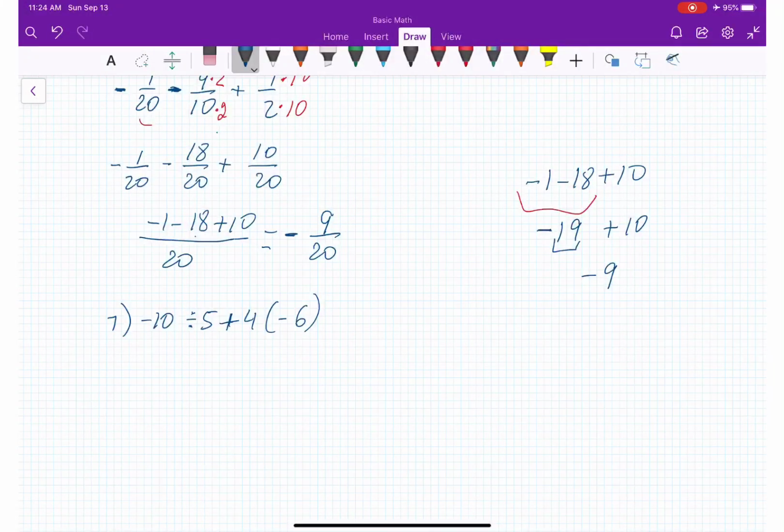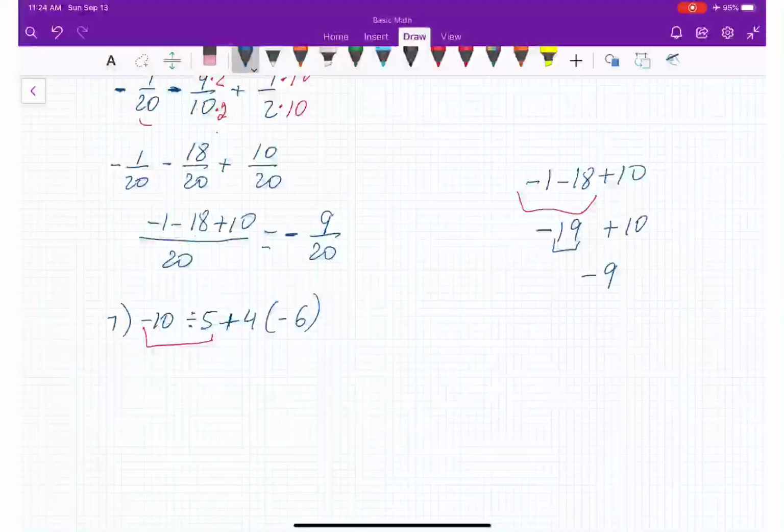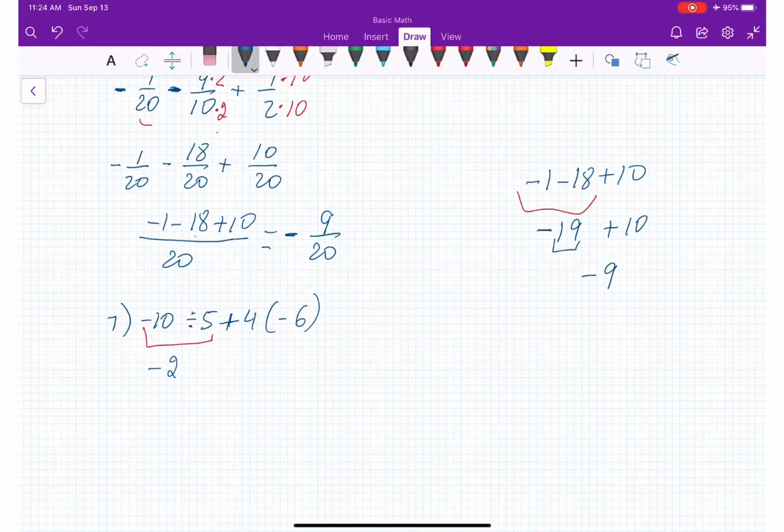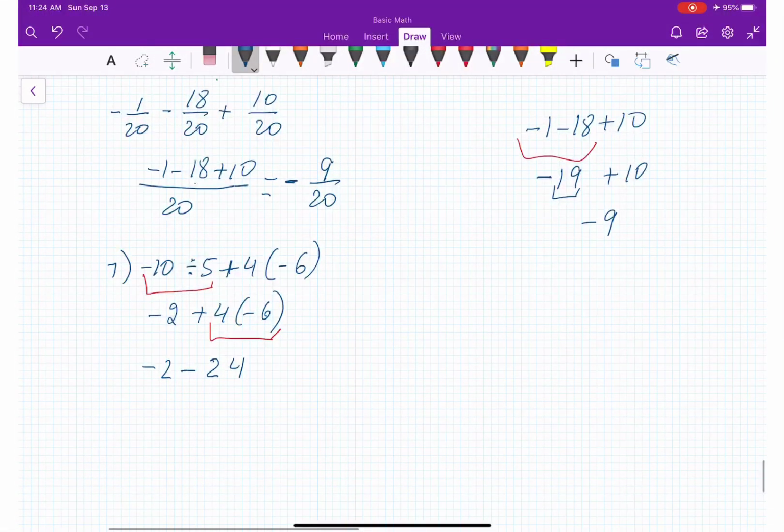So negative 10 divided by 5, it's the first operation. It's going to be negative 2, right? Signs are different, so the result is going to be negative. Plus 4 times negative 6. That's the second operation we do, because multiplication comes first. 4 times negative 6 will be negative 24. And negative 2 minus 24 is negative 26.